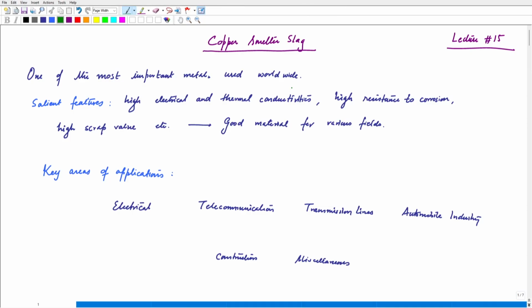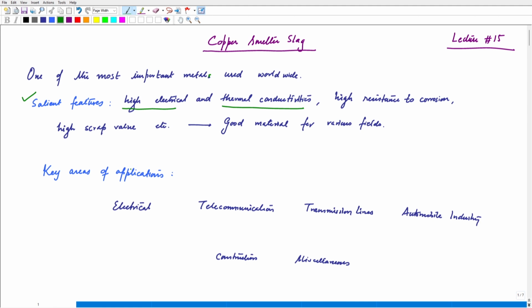characteristics of how it is generated, the chemical composition, and what exactly is the reason behind recycling it, we would first discuss a couple of things about copper. So, copper is one of the most important metals used worldwide. And why do we use it? Because of the salient features, high electrical and thermal conductivities.